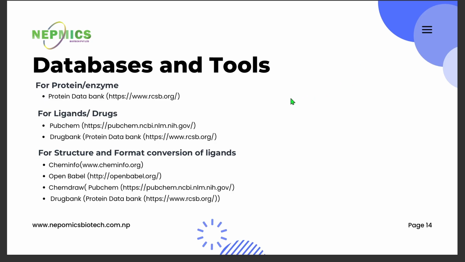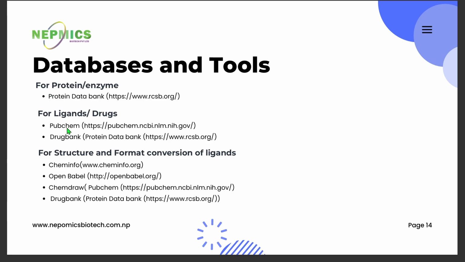In case of databases, we need to talk about the protein database, or you can say the receptor database, as well as the ligand database. In case of a receptor, we actually use a protein or enzyme. For protein and enzyme, you can go through the Protein Data Bank. You can get the information of any protein or enzyme, easily download it, and go for molecular docking.